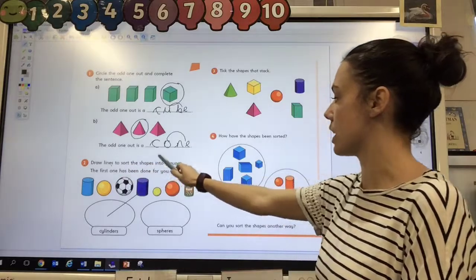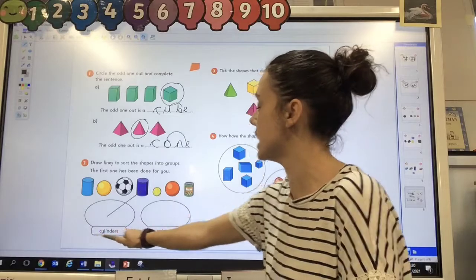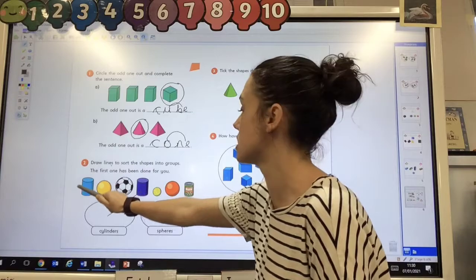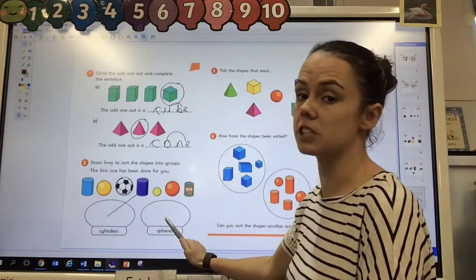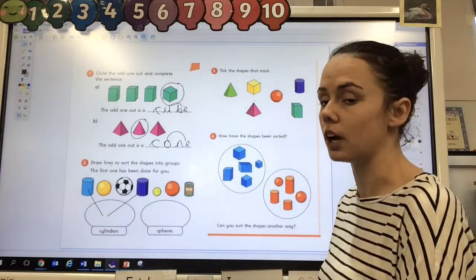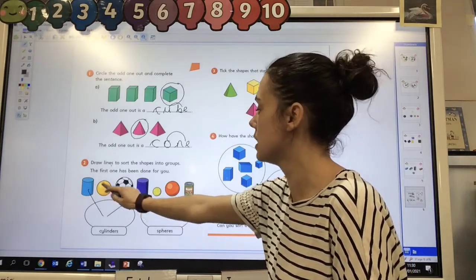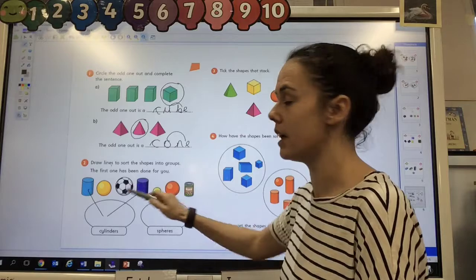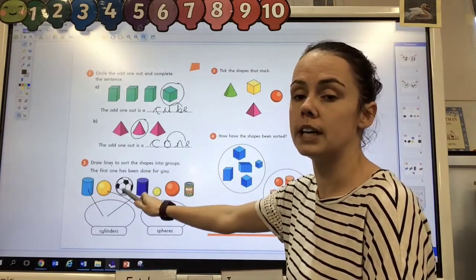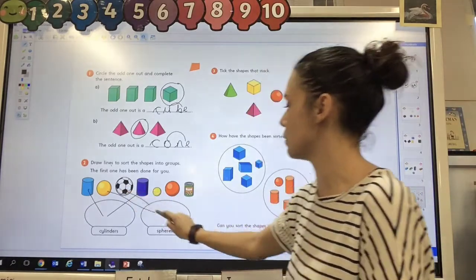Let's look down here. Draw lines to sort the shapes into groups. The first one has been done for you. Now our groups are cylinders and spheres. Let's start from the beginning. So this one, is it a cylinder or a sphere? It's a cylinder. Great work. What about this one? A cylinder or a sphere? Does it look like this one? No, so therefore it's a sphere. What about our football? Is a football a cylinder or a sphere? It's a sphere. Well done.